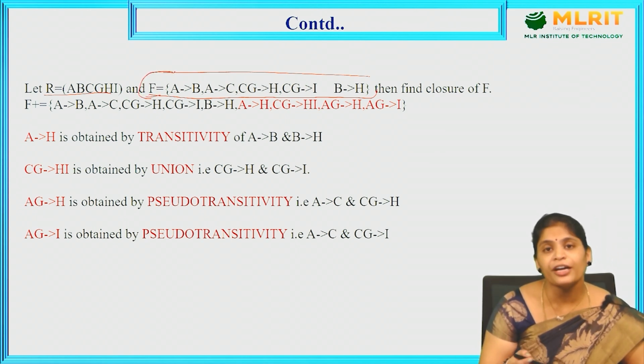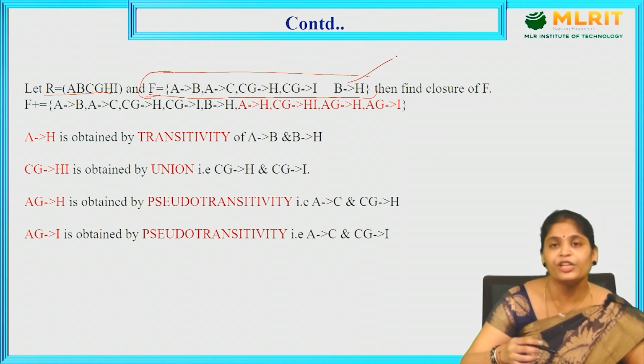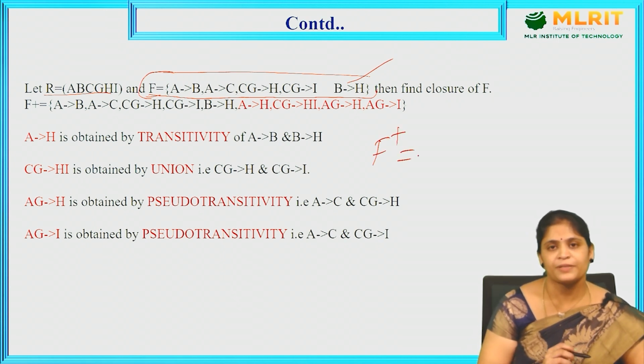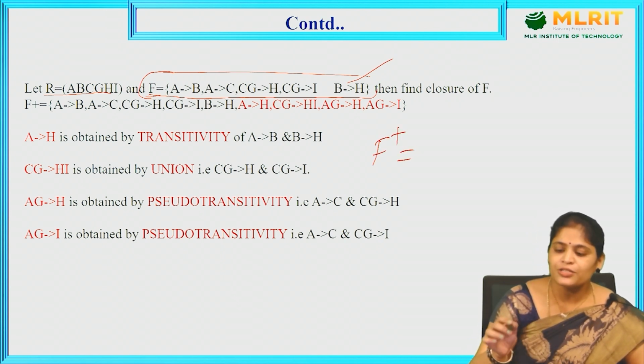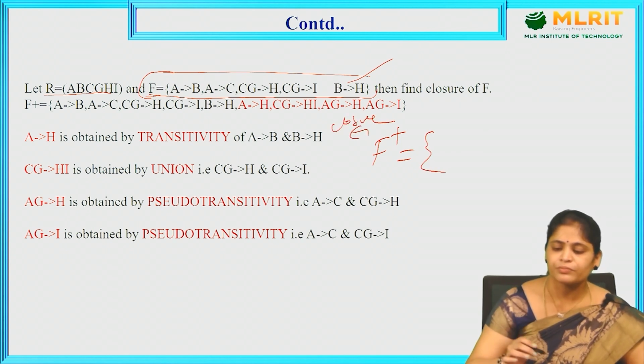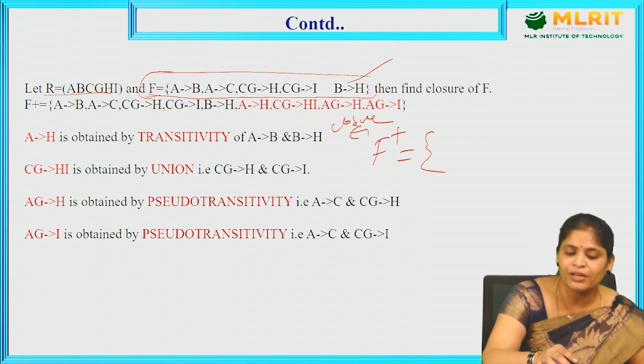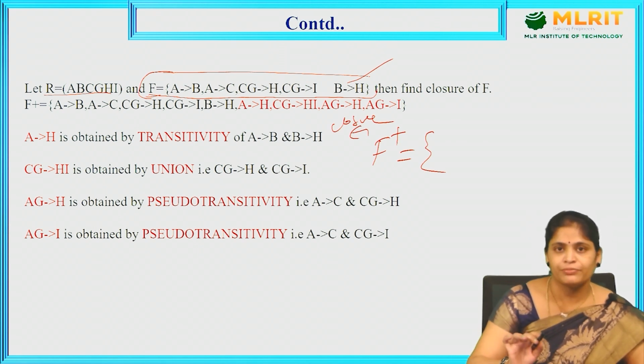And we need to find the closure of this one. The closure is represented by F plus, right? Whatever this F plus is, it is nothing but what we call the closure. How can we find this closure? By including all the FDs that are already given.